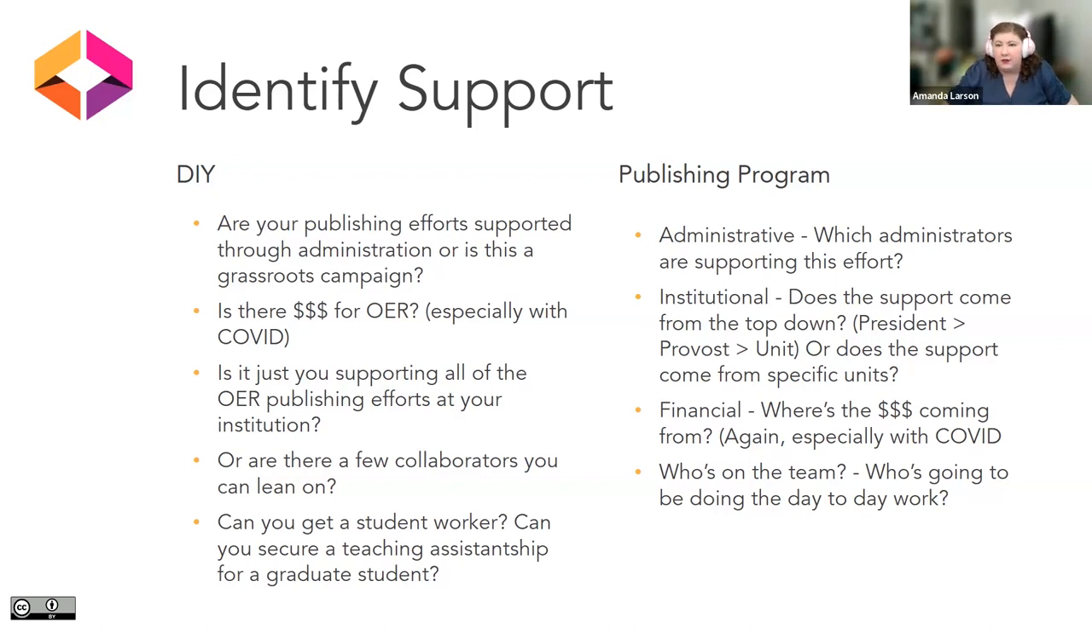Then if you have a publishing program where you have a lot of administrative support, it's really important to identify which administrators are supporting this effort. So in my case, it was the provost. And so you'll want to think through your institutional context. Does the support come from the top down? So is it the president of the institution? Is it the provost? Is it the unit? Or does the support come from specific outlying units?